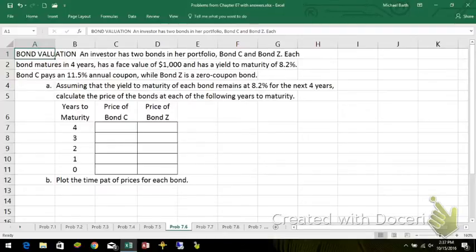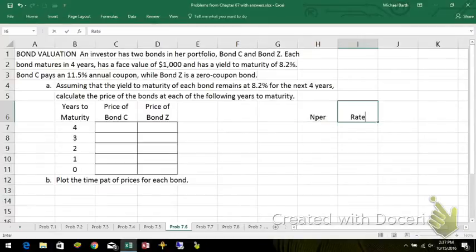All right, so the first thing we do, assume that the yield to maturity remains at 8.2% for each of the next 4 years. That's a wild assumption that wouldn't occur in the real world, but for the purpose of the problem, what they're trying to demonstrate is how the price changes. All right, so I look at the number of periods, the rate, the par value, and the payment for both of these bonds.